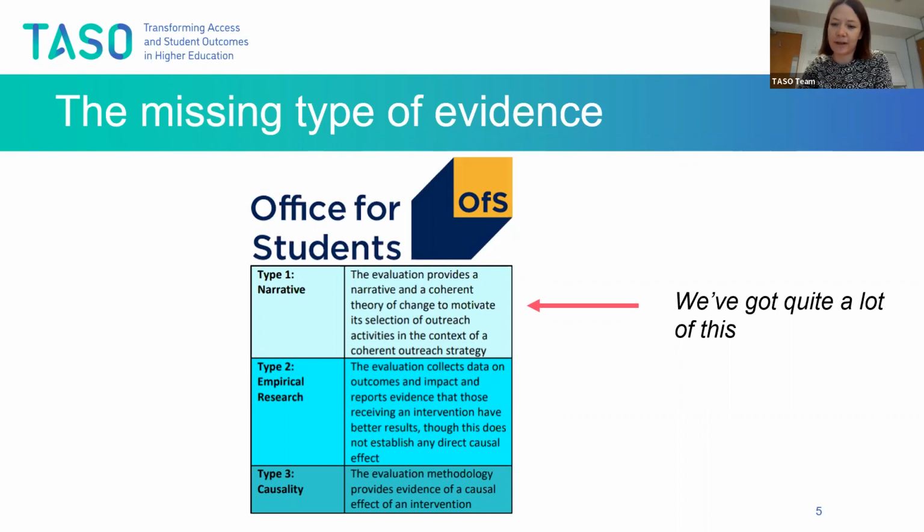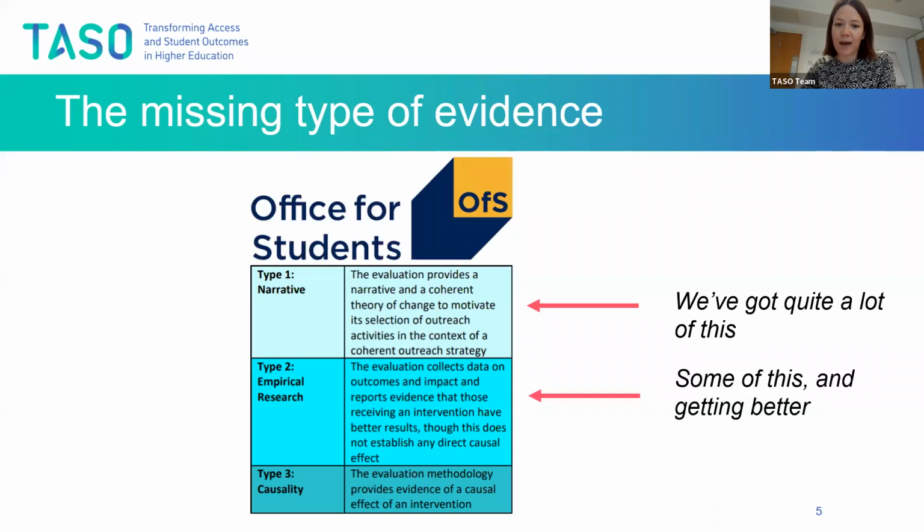I think many people are using theories of change. We have good narrative evidence. We're able to describe the interventions that we're doing, the programs that we run, and what we intend their impact to be. I think we have some type 2 evidence, which we call more empirical research. We're getting better at collecting data and estimating correlations. We're getting better at thinking about the counterfactual and comparison groups.